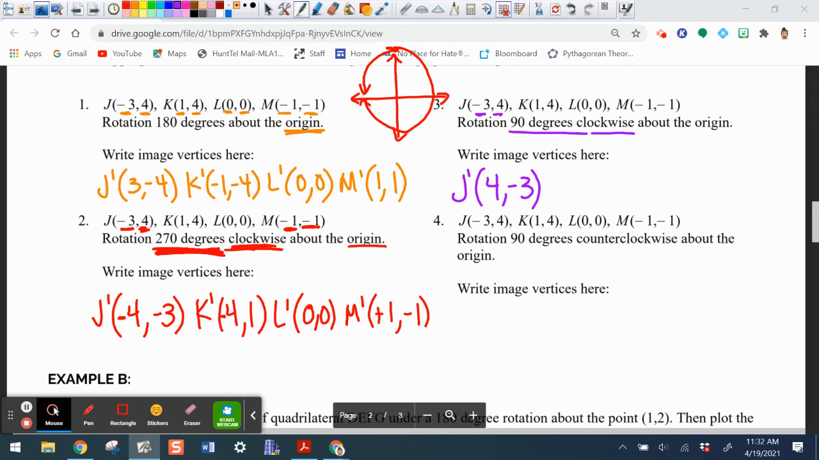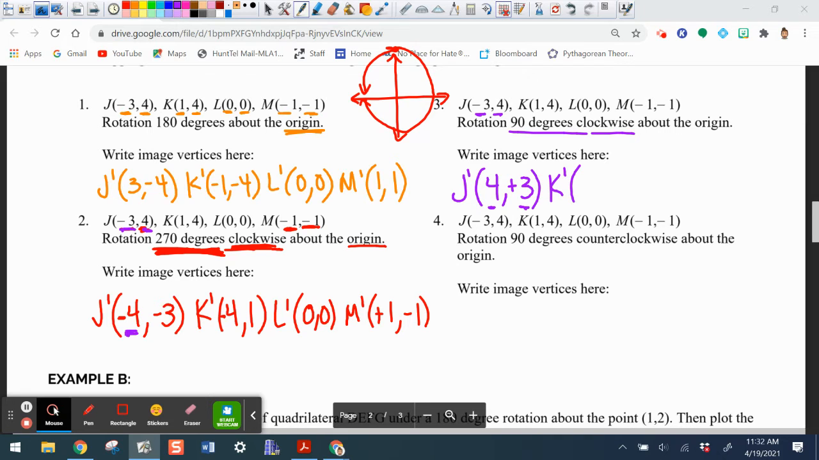And then we're going to do the exact opposite here. If you recall, once we swapped x and y, we changed the first sign. 4 went to the front and we changed that first sign to -4. Well, after we swap these two, we're going to change the second sign. So it'll be +4, +3.